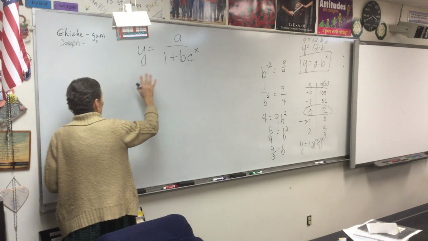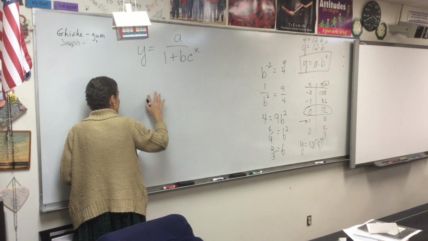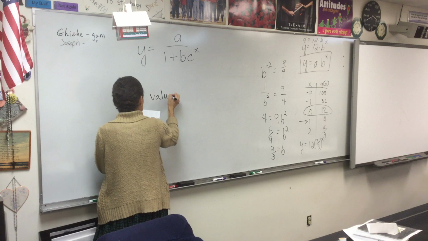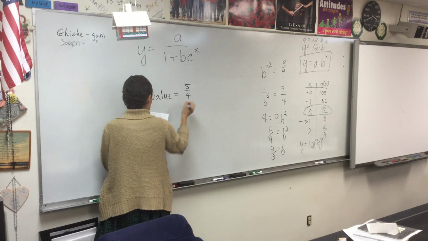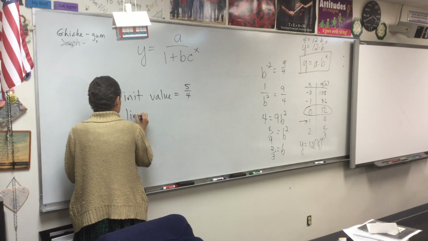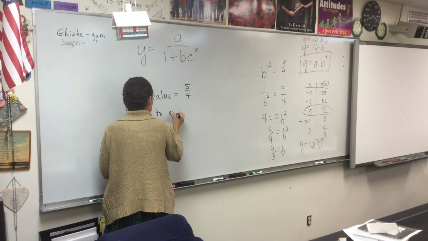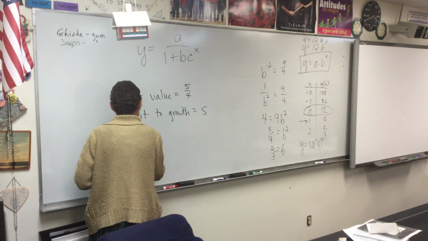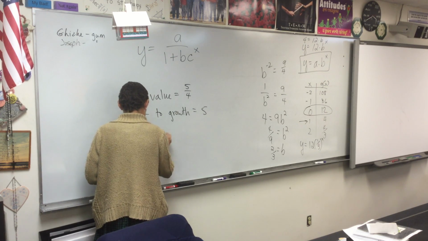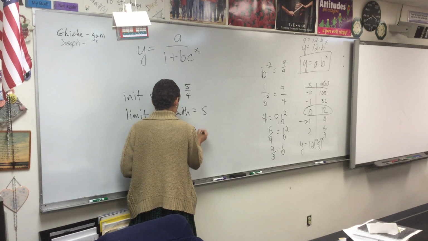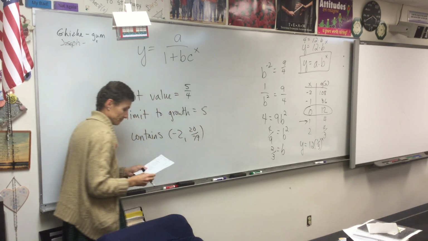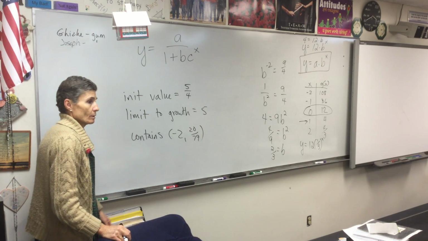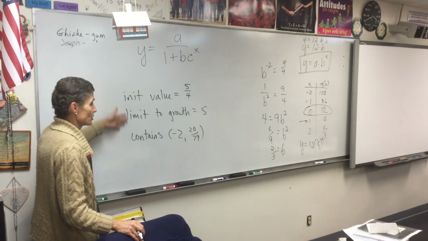This is going to be the given. We're going to write our own logistic function, and we're going to be given that the initial value is 5/4. The limit to growth is 5, and it contains the point -2, 2079. So this is the given information.